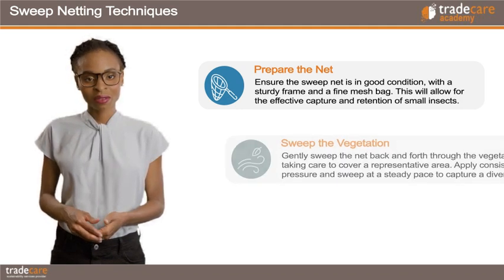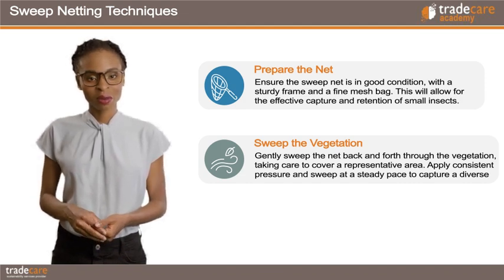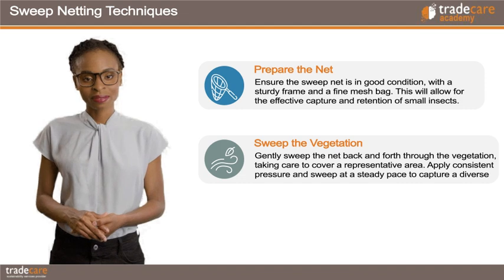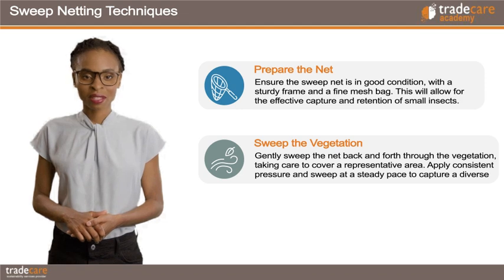Next, you will sweep the vegetation. Gently sweep the net back and forth through the vegetation, ensuring you cover a representative area. Apply consistent pressure and maintain a steady pace to capture a diverse sample of the insect community.